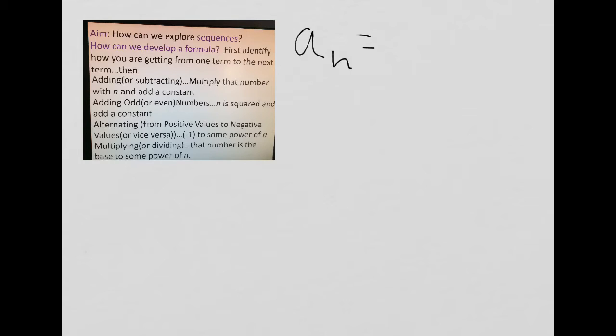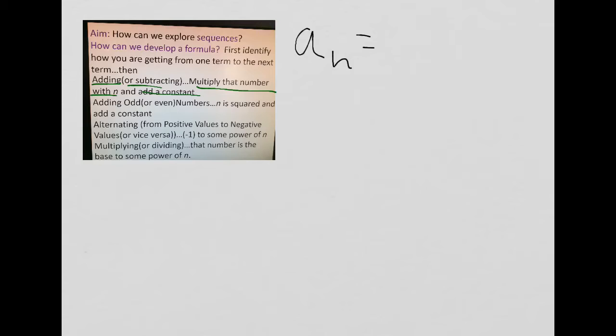Now, as you saw in your journal, there are different kinds of things going on. We're going to talk about if you see that you're adding a particular number to get from one term to the next. Whatever that number is that you're adding, and if you add a negative number, that's subtracting, you multiply that with n and you add some sort of constant. And that may be just like 0.